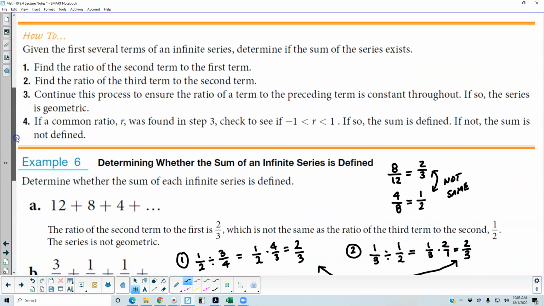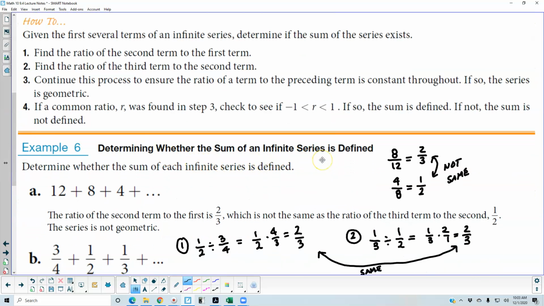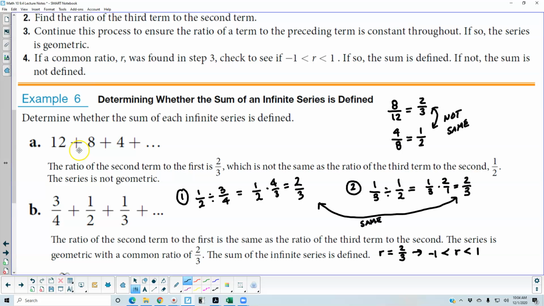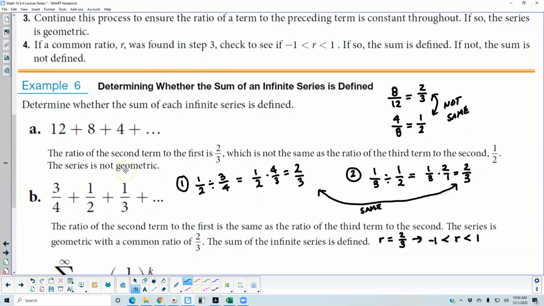So for example 6, we're determining whether the sum of an infinite series is defined. For the first one, we have 12 plus 8 plus 4. Now, the ratio of the second term to the first term is 2/3, because 8 divided by 12 reduces to 2/3. If we take a look at the next one, 4 over 8, it is 1/2. And so we can see that the ratio of the second term to the first is 2/3, which is not the same as the ratio of the third term to the second, 1/2. Therefore, the series is not geometric, and the sum would not be defined.